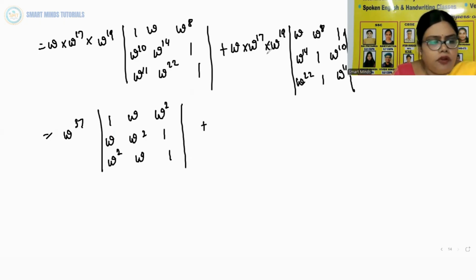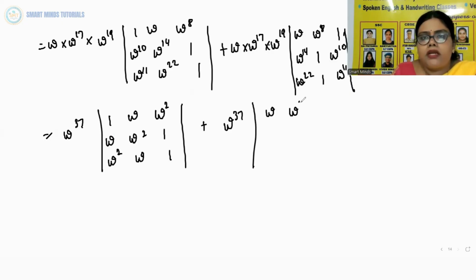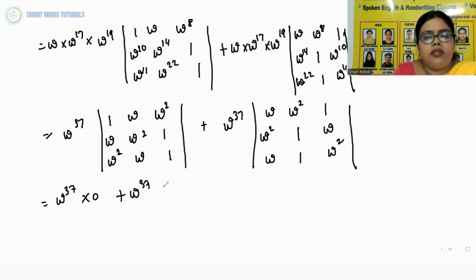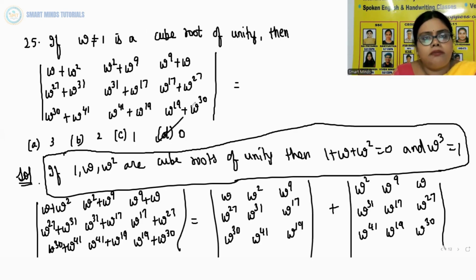Now over here if you add the powers, you will get omega power 37 and here omega square, 1. Then here omega square, 1, omega. Here omega, 1, omega square. Now if you expand this, you will get the determinant as 0 and here also you will get the determinant as 0. So finally the answer is 0. Option D.